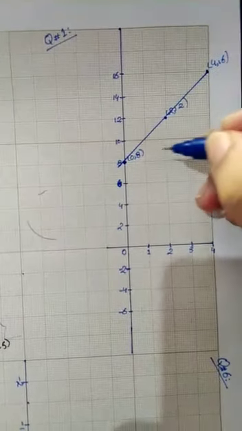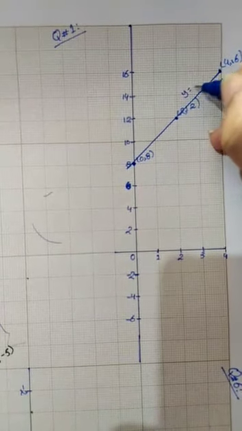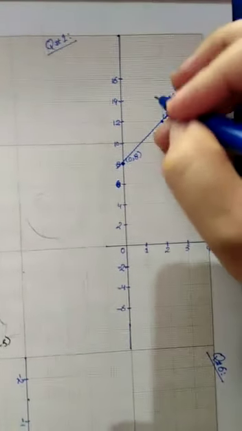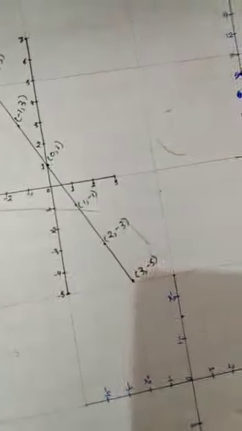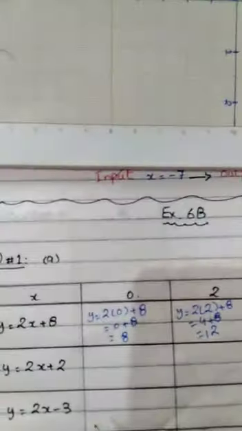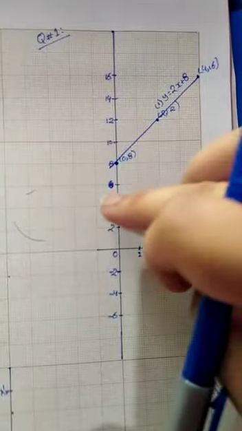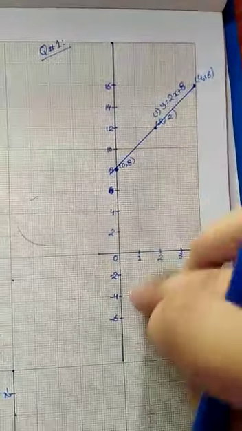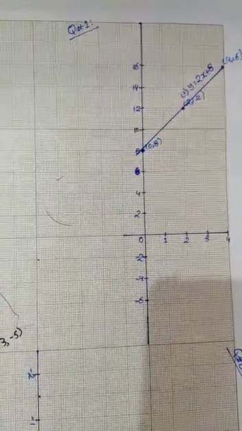So as you can see that I joined the 3 given points, the 3 coordinates, and the function is y is equal to 2x plus 8. Okay, so this is the first function. Similarly, you will calculate all the other coordinates of the given functions and then draw these lines on the graph paper like this. Okay, so you will get 4 parallel lines. Okay, 1, 2, 3, 4. You will get 4 parallel lines. So this is question number 1 of exercise 6b.